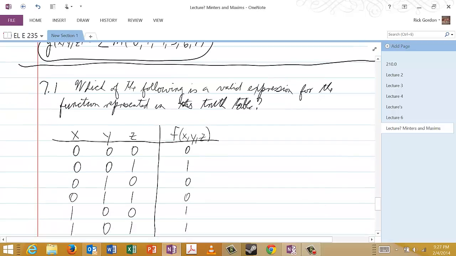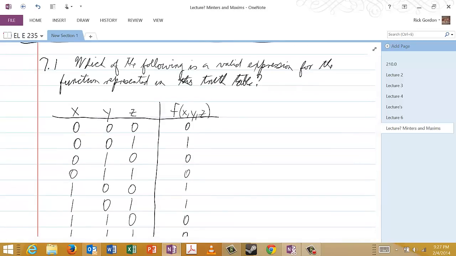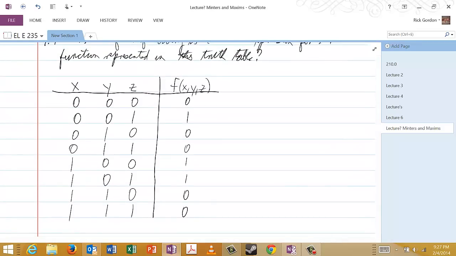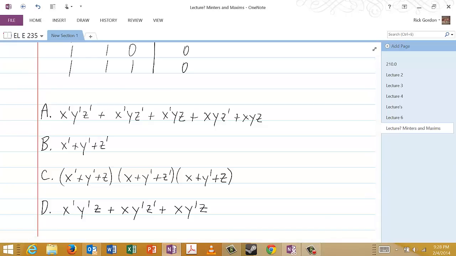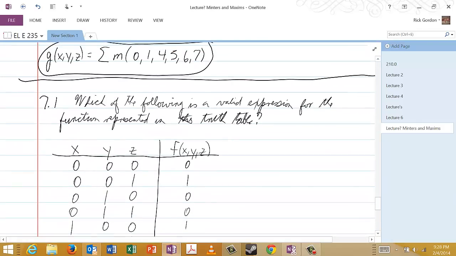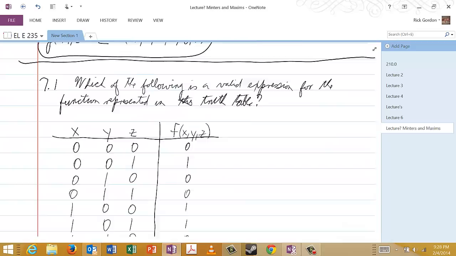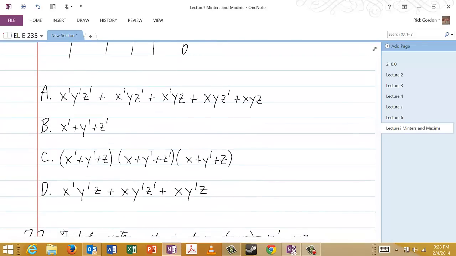So our two test problems are the following. 7.1 says, which of the following is a valid expression for the function represented in this truth table? So we have a function f of the three Boolean variables x, y, and z, and there you have the truth table for f, and then you're given 4 possible expressions for f, and you need to choose which one of these is a valid expression for f.